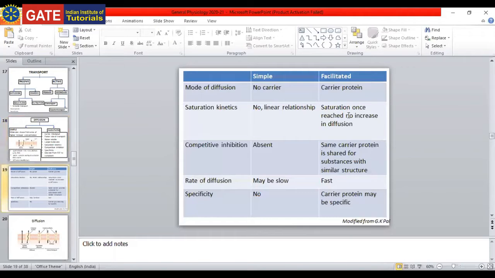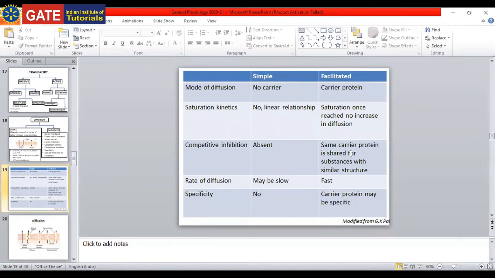Okay, so basically this is about the differences between all this. Maybe when you read also, you may not find it difficult. So in simple diffusion, there is no carrier. Here you have a carrier. In facilitated diffusion, there is saturation, because you have a limited amount of carrier protein.